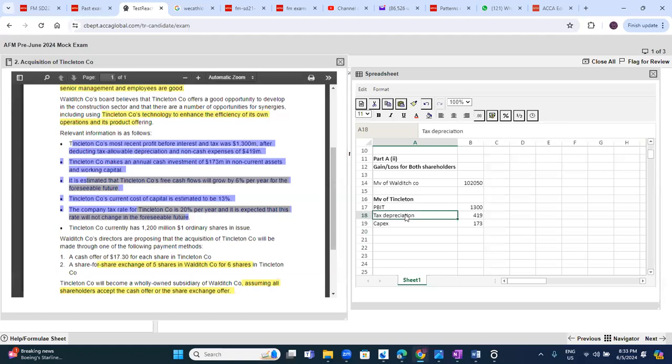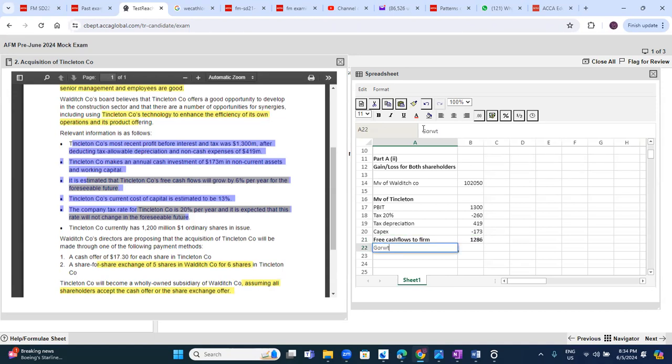How? Just move this information a little down. Deduct the tax, which is 20%. Tax depreciation will be added. Capex will be deducted. So free cash flows will be the sum of all these cash flows: 1286. Which free cash flows? Free cash flows to firm. How do you know that these are free cash flows to firm? Because we haven't deducted the interest.